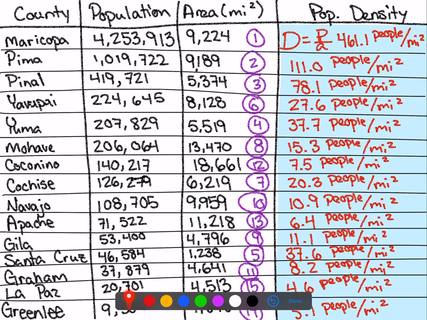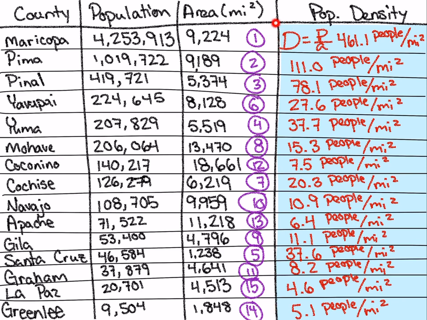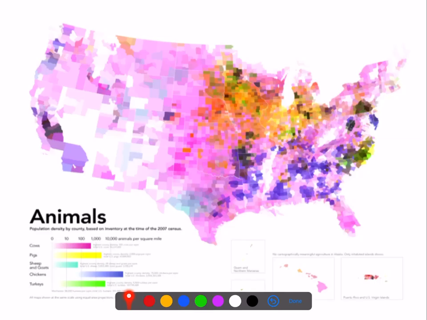So many different aspects to these types of things. And then of course, I made sure that I ranked all of them so that we can see the heaviest population density area and the least as well. Now, we can also do this with animals. So go ahead and look at this graph for a minute. We can see it's the population density by county. So these are all little counties within the U.S. based on inventory at the time of the 2007 census. So this is a little bit dated material as well, but it gives us a good idea of where the animals are in the United States, where our livestock are.